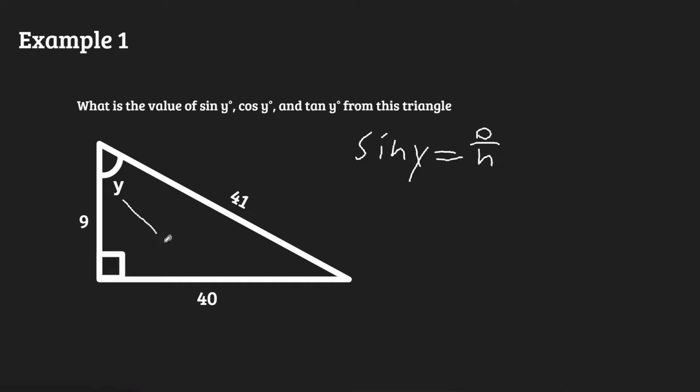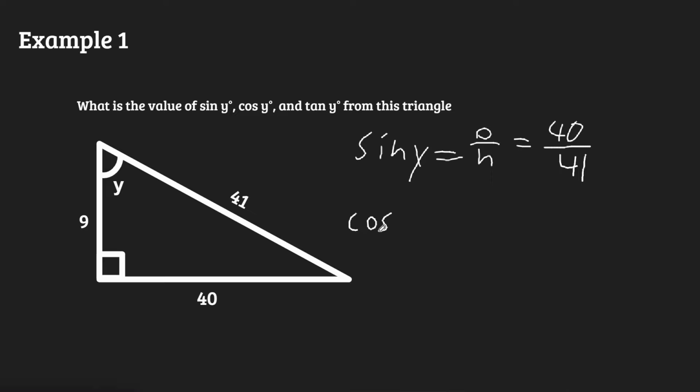So the opposite to y will be 40. And then the hypotenuse, let's remember the hypotenuse is always the side that's across from the right angle. So the hypotenuse is 41. So the sine of y is equal to 40 divided by 41.